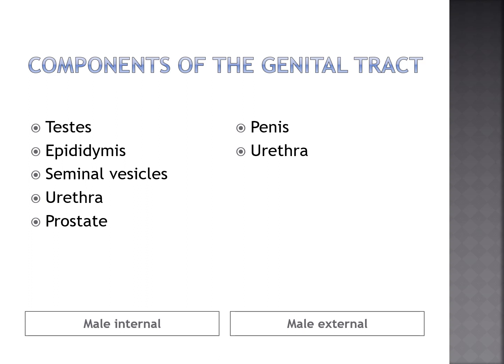You do need to know the components of the genital tract for males and females in order to understand which types of specimens we culture. Urethritis is the number one STD syndrome reported in men, and in females it's cervicitis. I want to talk about the male internal components of the genital tract and the male external components. The male internal components include the testes, the epididymis, seminal vesicles, urethra, and prostate, while the external anatomy includes the penis and the urethra.